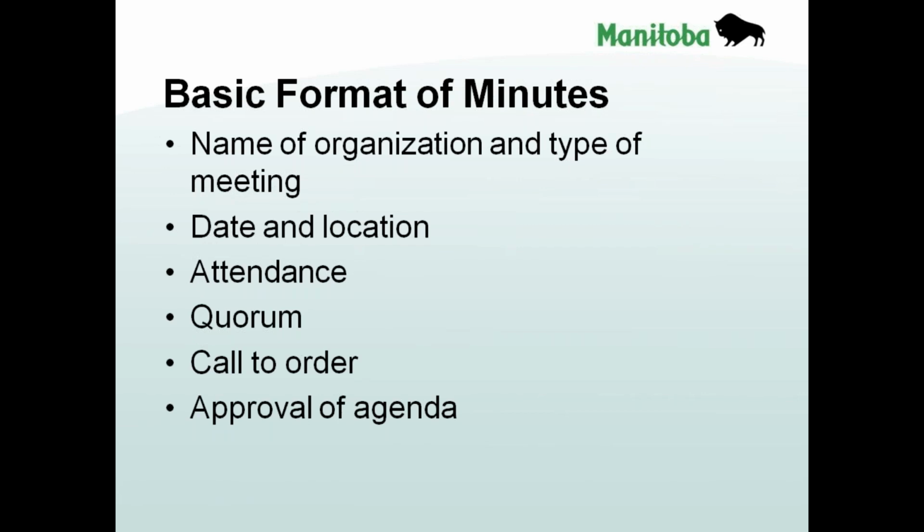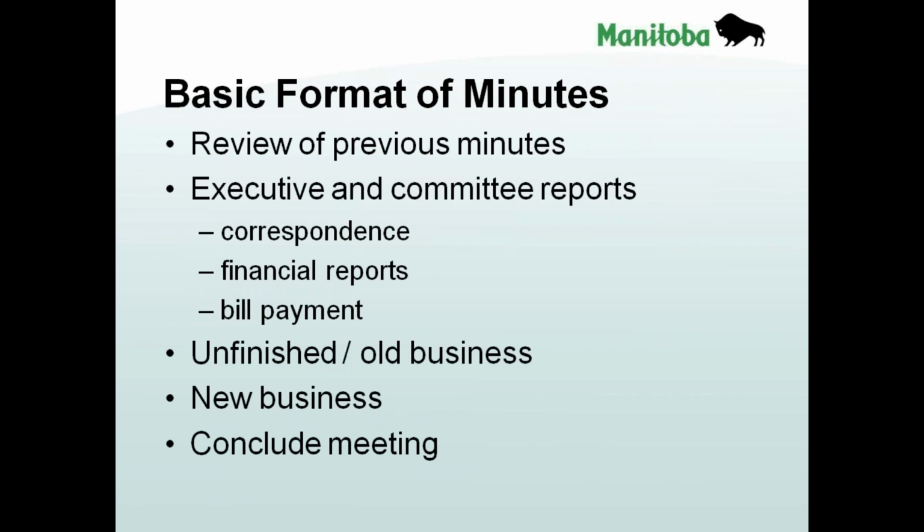Always make note of people arriving late or leaving early or just entering and exiting the meeting, as this may impact quorum. Under call to order, note who called the meeting to order and the time. In approval of the agenda, there should be a motion, and it may also include a motion regarding adjournment time. In the review of previous minutes, indicate if they were read or circulated, as well as any corrections and the motion to adopt. In executive and committee reports, there may be a list of correspondence, or this may be attached to the agenda or as an appendix to the minutes.